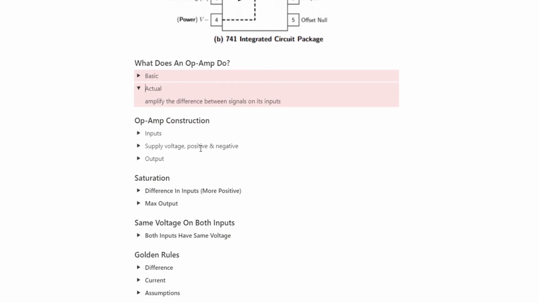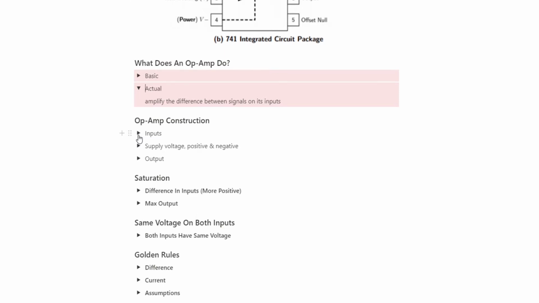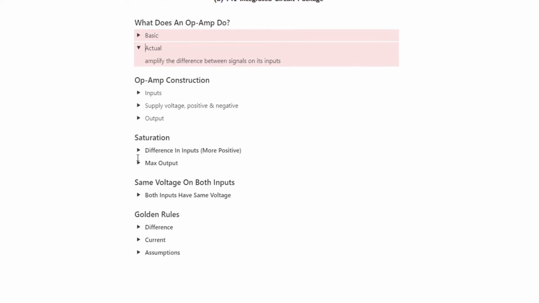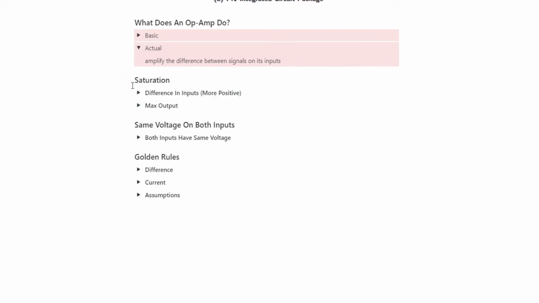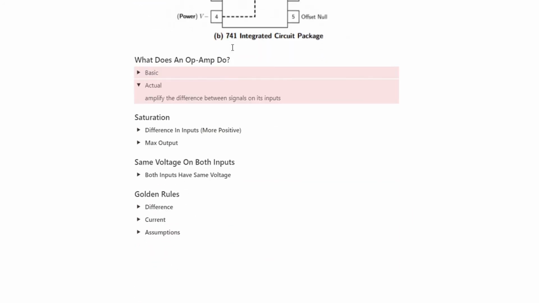So the op amp construction: inputs, it's got inverting and non-inverting. Yep. And then it's got supply voltage, positive and negative. Yep. Got an output, V out. Yep. Okay, now here's where we get tricky. Saturation. Oh, this is not that helpful, so I'm going to remove this. I'm okay with it. Okay, so saturation is a bit tricky.